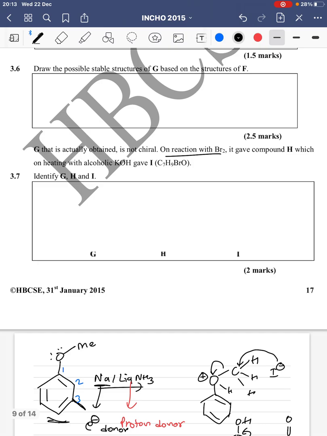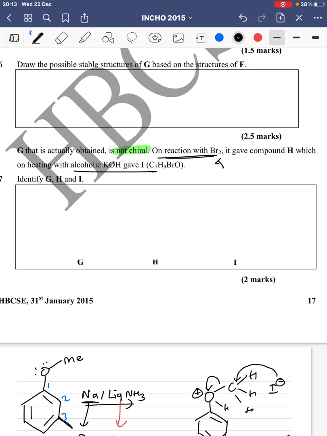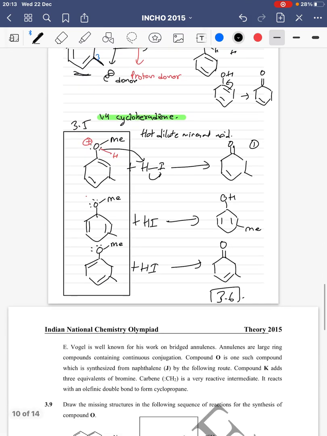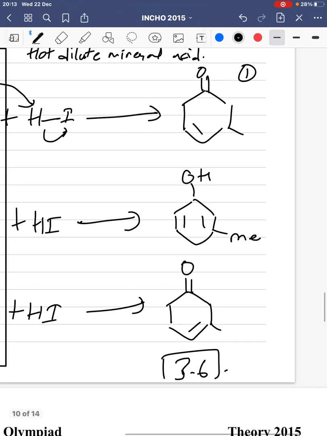Let's see the 3.7 part, that is with the reaction with Br2. It gave compound H, on heating with alcoholic KOH gave I, and the G that is actually obtained is not chiral. Okay, the work of Br2 is to add across the double bond of an alkene, and the work of alcoholic KOH is to do dehydrohalogenation.